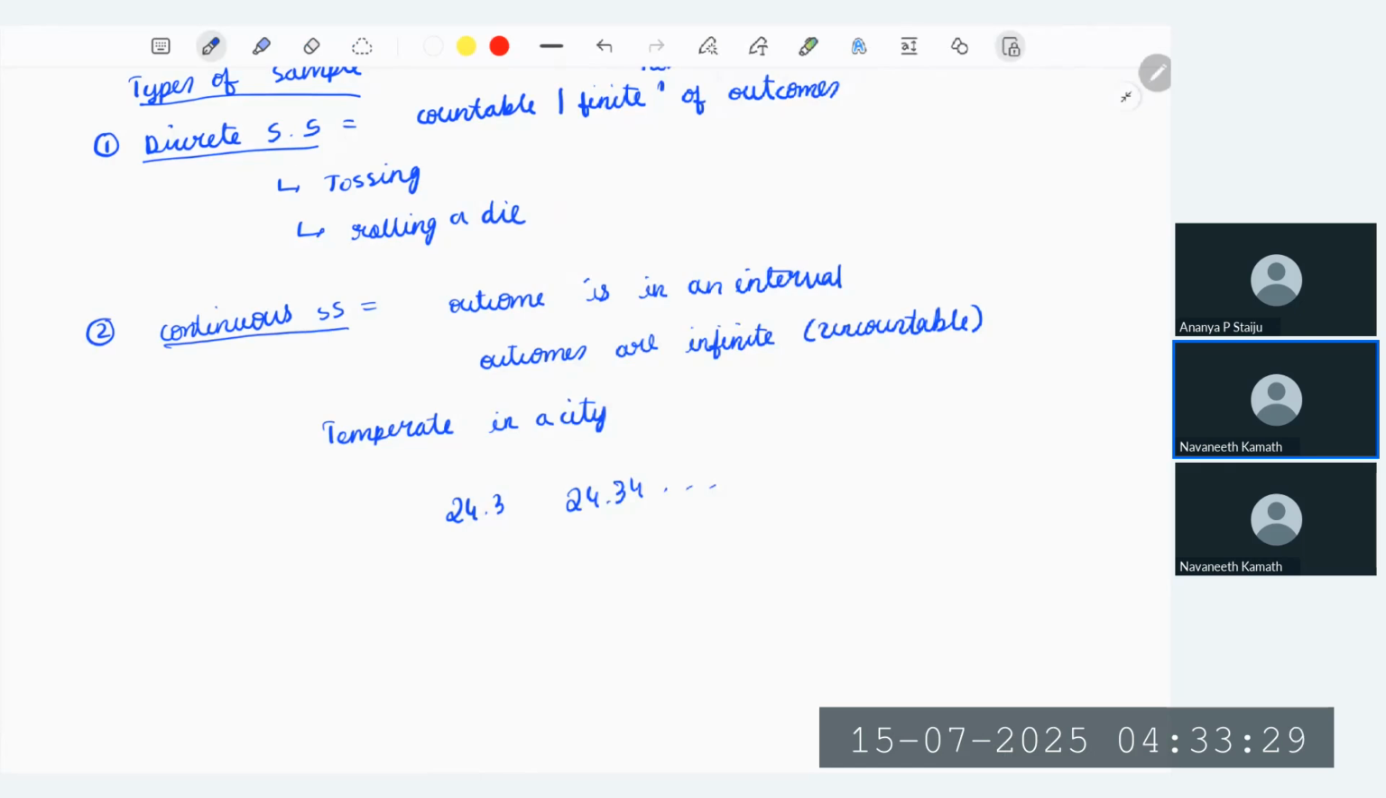Okay. Based on this, we'll be having different types of probability: discrete probability and continuous probability, mainly because of the sample space which we are having. Okay, we'll be dividing it into multiple different things.